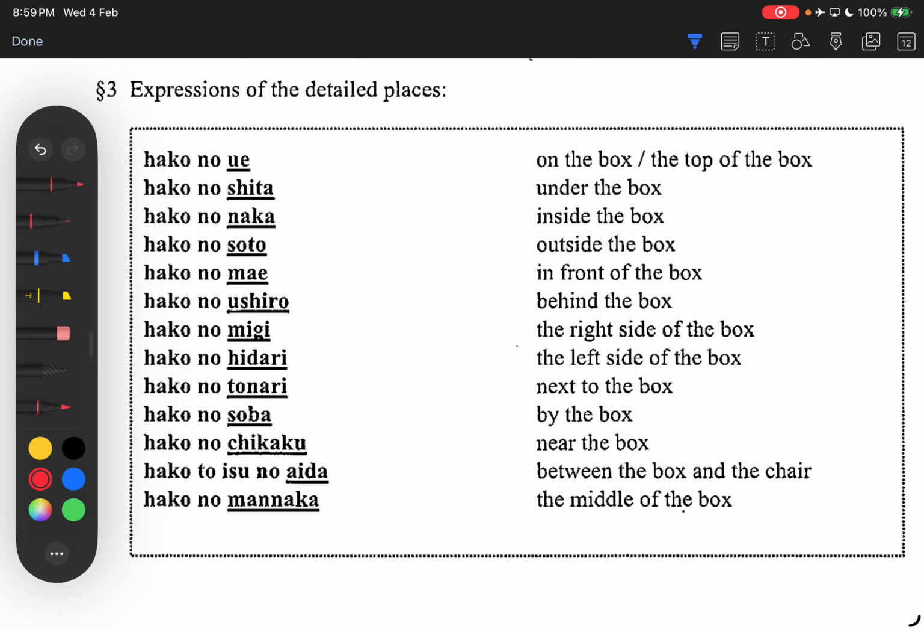I told you already, this の is always an affiliation. So A の B means B related to A. In this case, 上 is above, so 箱の上 is above the box. If we continue reading like that, next is 下, so bottom of box. 中, inside, inside of box. 外, outside, outside of box. So far so good?